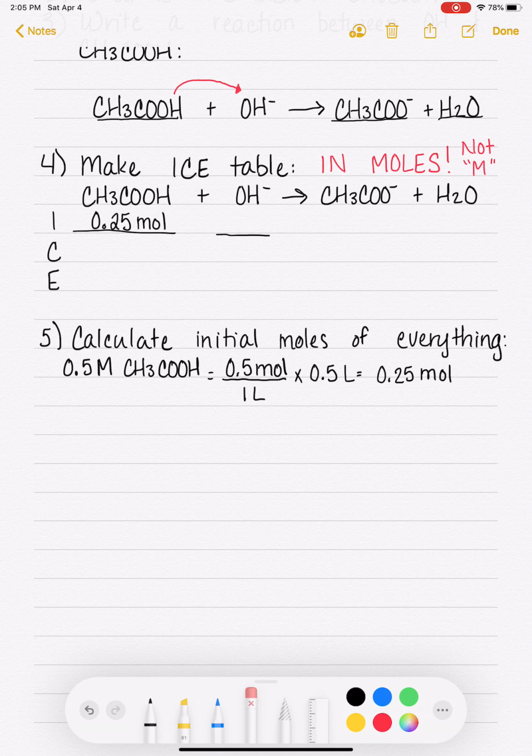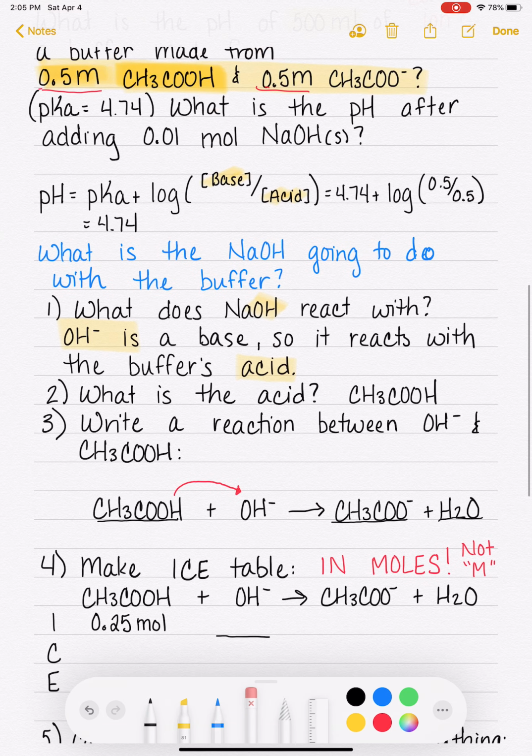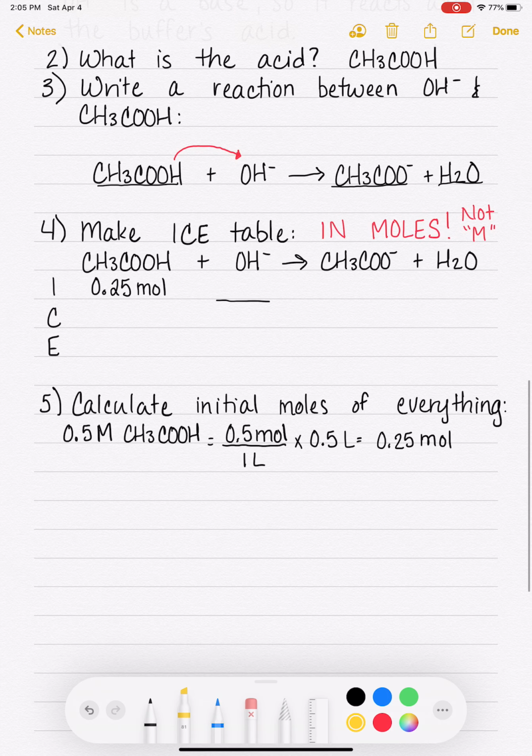Let's see what we know about that. Scroll back up to the problem. The problem tells us, this is in moles, thank goodness. So the problem tells us 0.01 moles of NaOH. So that is 0.01 moles right there. So that's not hard.